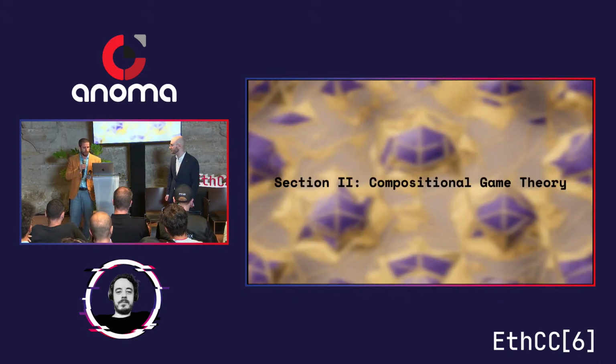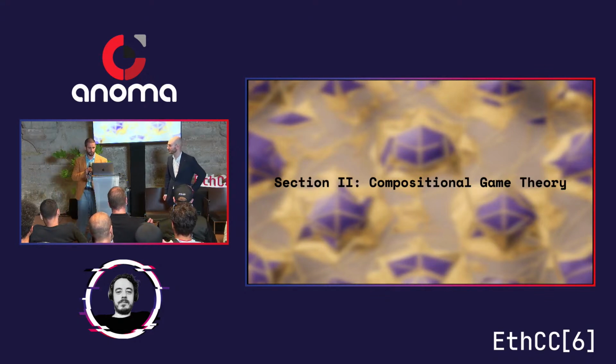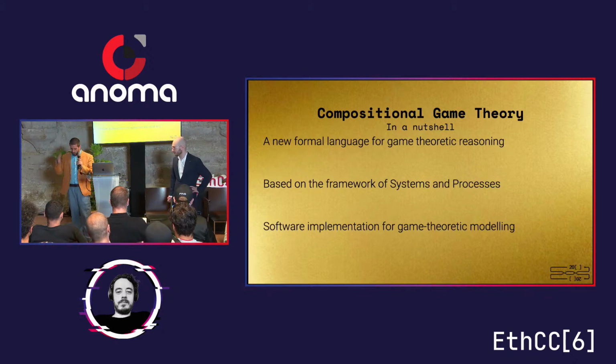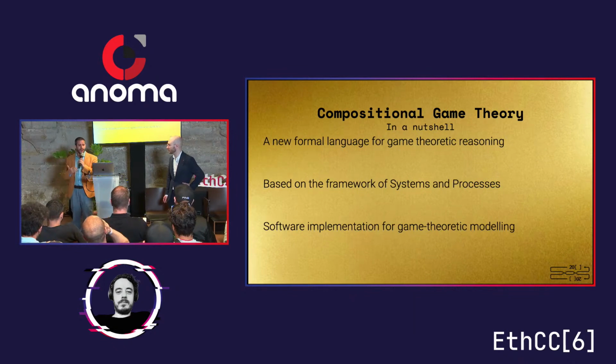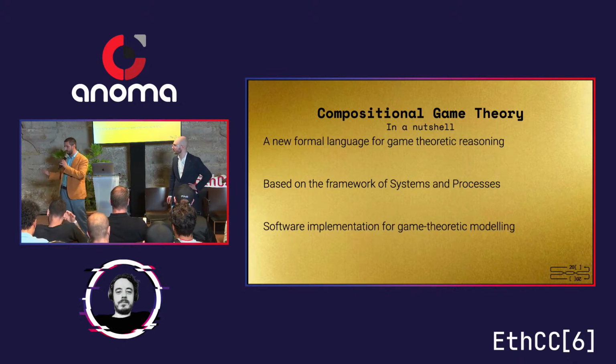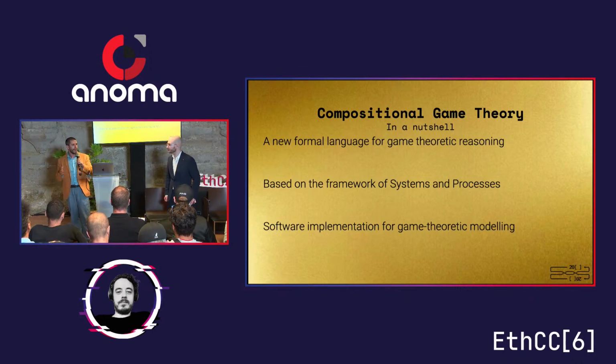Okay, so now that I talked very briefly about this preview of the conceptual excursus of what we are doing and what we rely upon, we can start looking at compositional game theory proper. Compositional game theory, in a nutshell, is a formal language for game theoretic reasoning. It is based on these ideas of systems and processes and ultimately category theory, and has been implemented into a software stack. So you can actually use this thing. It's not just a theoretical gadget.